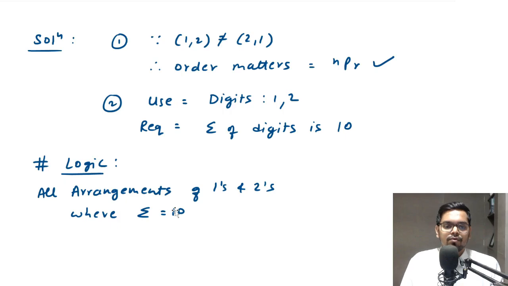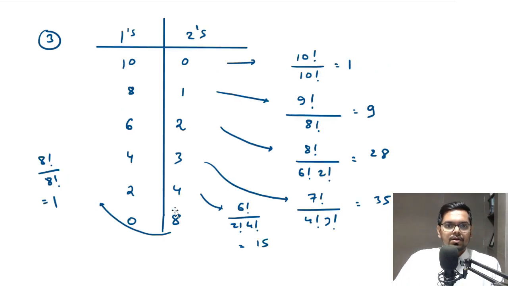So this is a type 4 question of permutation. But cases are not specified. I have to create the cases and then add up all the cases. Case 1: how will you create a sequence of 1s and 2s where the sum is 10?